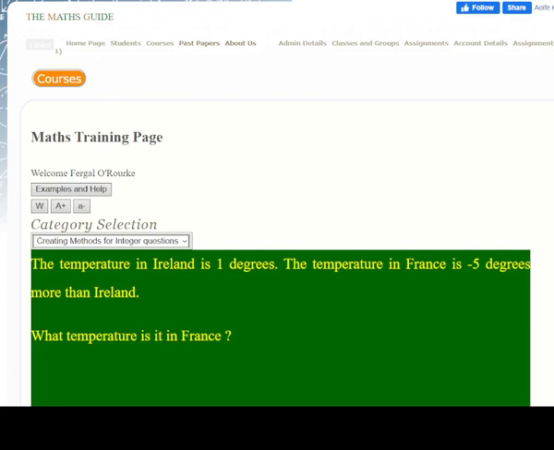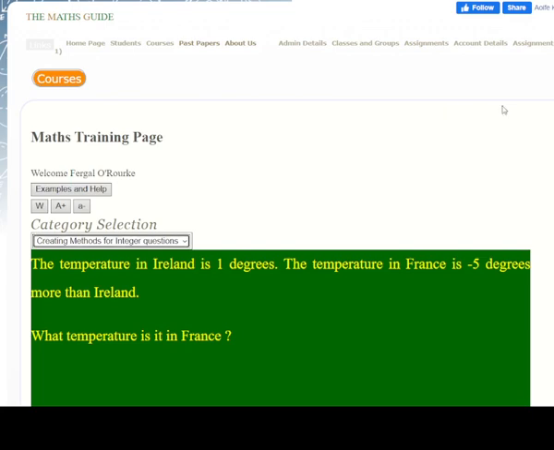Well, now that we're dealing with negative numbers, these questions get very hard to really even understand. So we try and create a formula for it without thinking about the numbers. So imagine we have a temperature in Ireland and we know that France is more than in Ireland. How do we find the temperature in France? Well, we take the temperature in Ireland and we add on how many degrees more it is in France. That's how you would find the temperature in France.